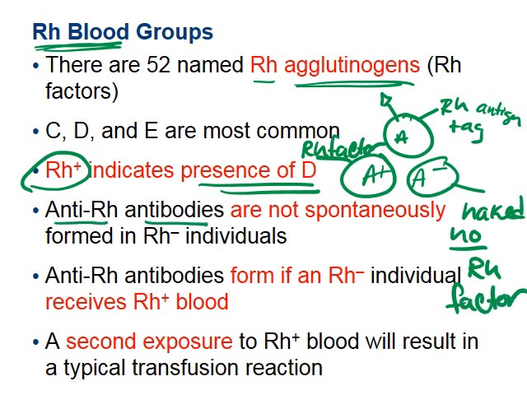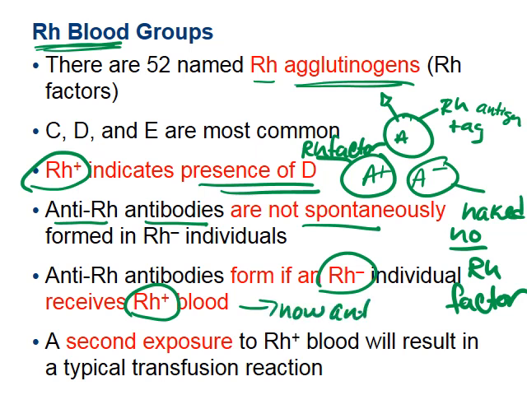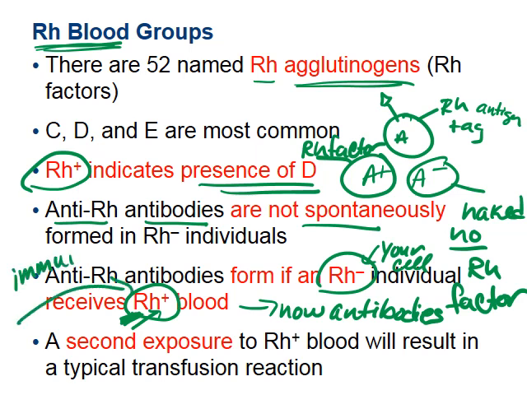So anti-RH bodies are not spontaneously made, only if they're exposed. So if you have an RH negative individual that receives RH positive blood, now you're going to make antibodies against it. Why? Your body sees this as foreign. You're supposed to be this. This is your cell. And all of a sudden I have a bunch of these floating around in my bloodstream. Your immune system says you're not supposed to be there, and it kills or attacks. And if I'm giving you blood, there's probably a reason I'm giving you blood, and I don't want your red blood cells attacked.